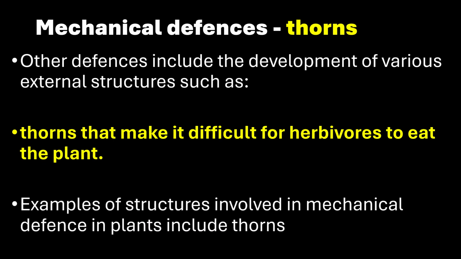And we have these structures that are involved in defense mechanism. We know that thorns cannot protect the plant against pathogens. Thorns cannot protect the plant against viruses, bacteria, and fungi because thorns are larger in size, and these organisms are microscopic. So if you want to control the growth of bacteria, you need chemicals, but not thorns.